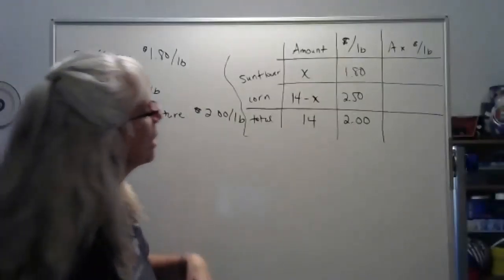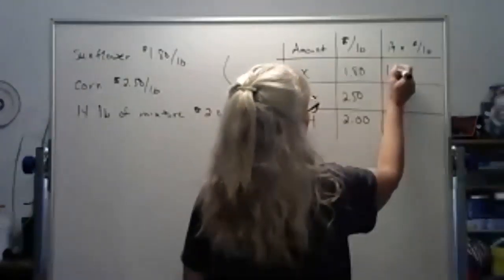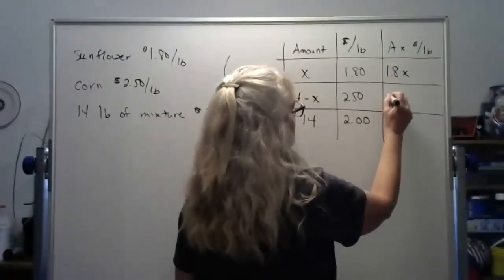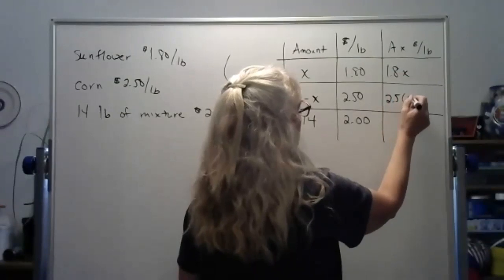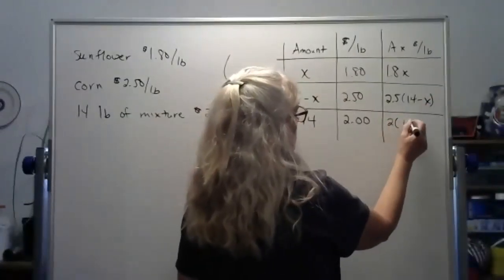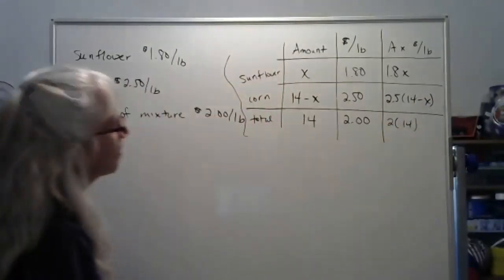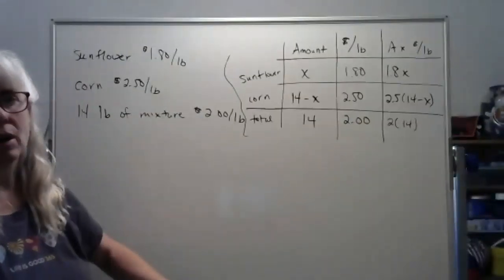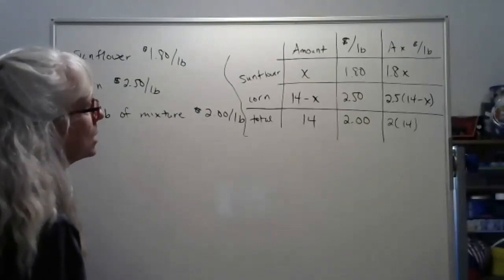Okay, now we can multiply across. So this would be 1.8x. This is going to be 2.5 times 14 minus x. And this is going to be 2 times 14. And it doesn't matter whether you multiply there or in the equation. For some reason, I always multiply in the equation.